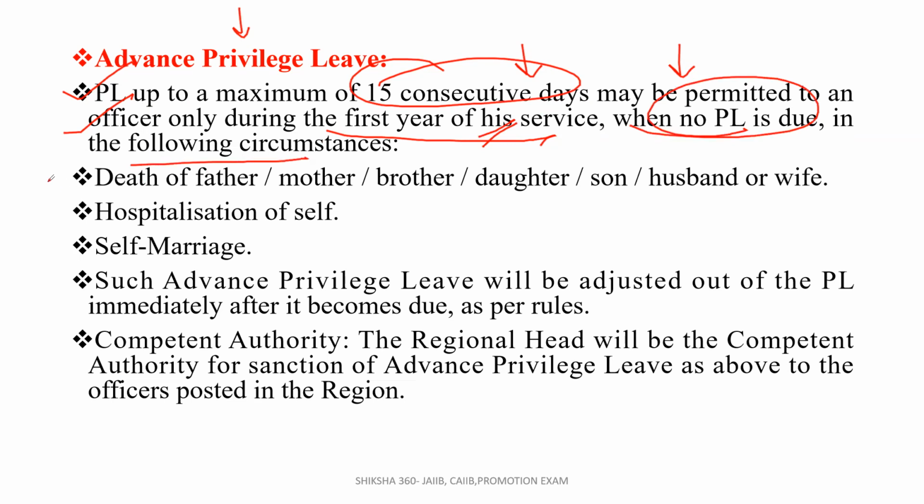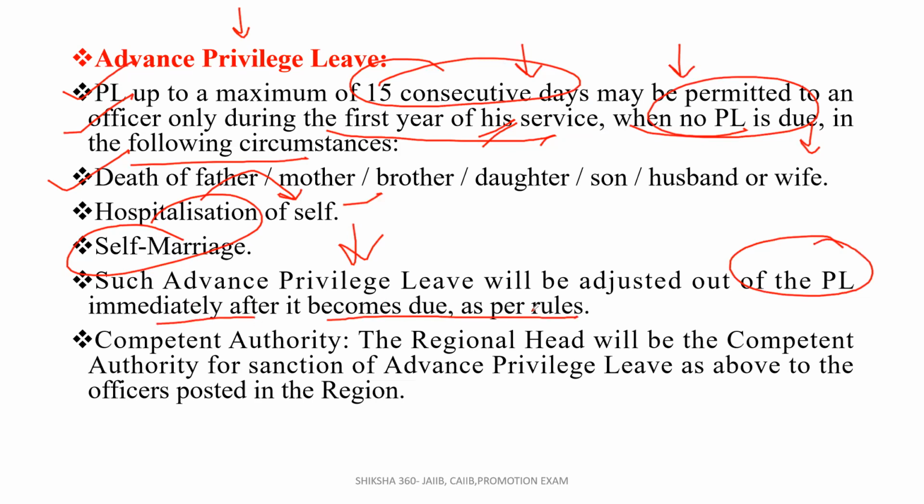First one: death of the father, mother, brother, daughter, son, husband or wife. Second one, hospitalization of self. Third one, self-marriage. Such advanced privilege leave will be adjusted out of the privilege leave immediately after it becomes due as per the rules. So the competent authority who will have the power to grant: the regional head will be the competent authority for the sanction of advanced privilege leave as above to the officers posted in the region. Clear? That is regional head, RH.